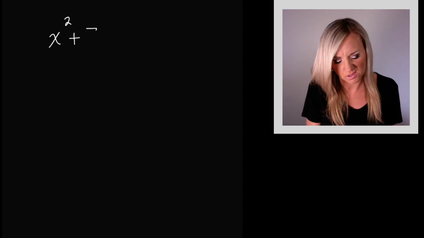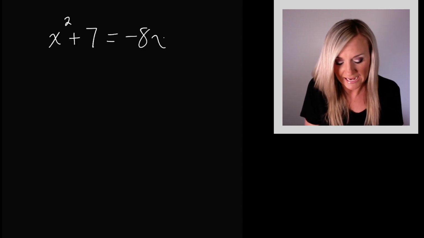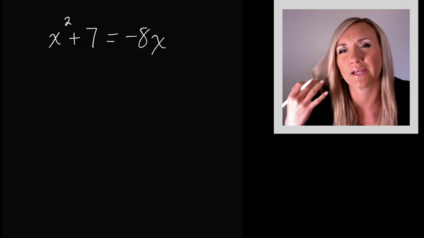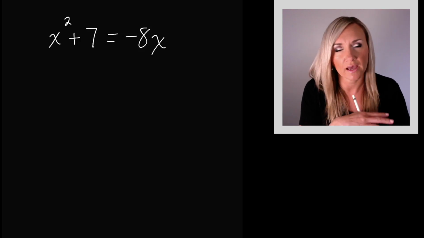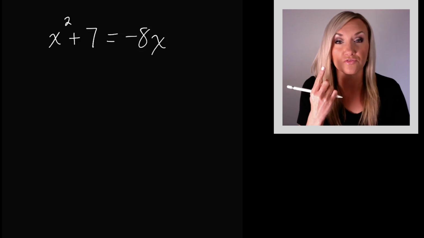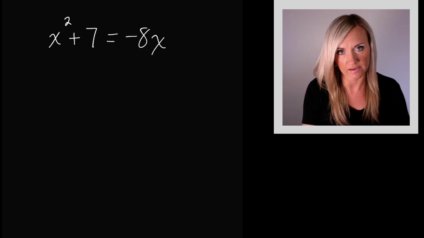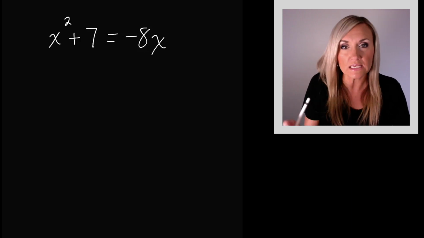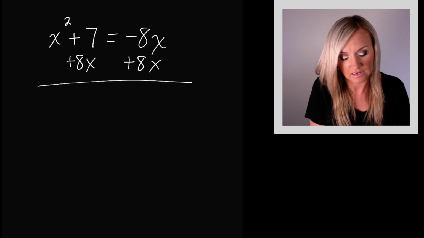All right, let's take a look at example number 2. Let's try x squared plus 7, tricky, equals a negative 8x. All right, I want to slow this down and think about it for a second. What do you notice? We have two terms on the left-hand side: the leading x squared and the constant, just the 7, right? And then that equals negative 8x. We need to add it to the other side. So plus 8x and a plus 8x.